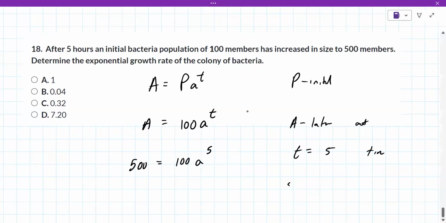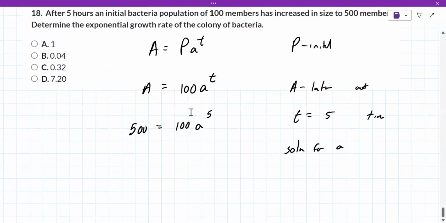All right. So we have to just solve for A. Now, because it's a multiple choice test, you could, for example, try these numbers, but we're going to do it the correct way, which is to divide by 100 on both sides. 5 equals A to the 5th. And let me just double check this because I don't see any answers here that look like they're going to work. Why would they do that? They set us up on purpose.